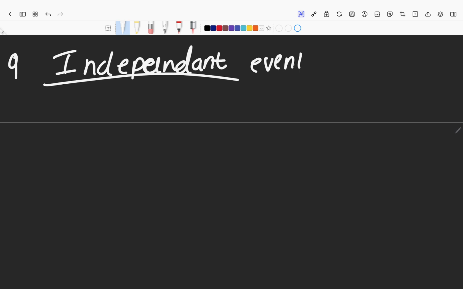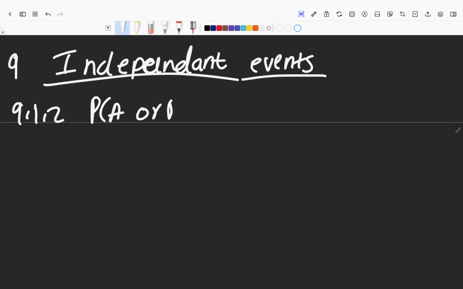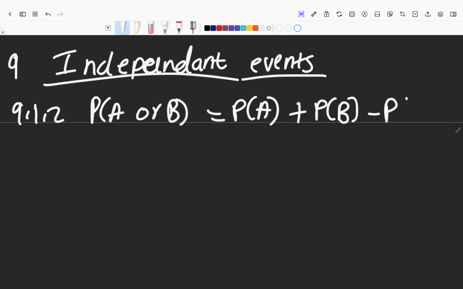Independent events. Okay, so we are asked to determine the probability of B there also. So what you're going to do, I told you, is to always write the main or the mother equation. So the probability of A or B equals the probability of A plus the probability of B minus the probability of A and B.